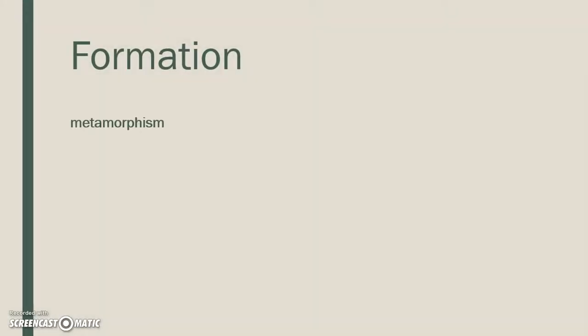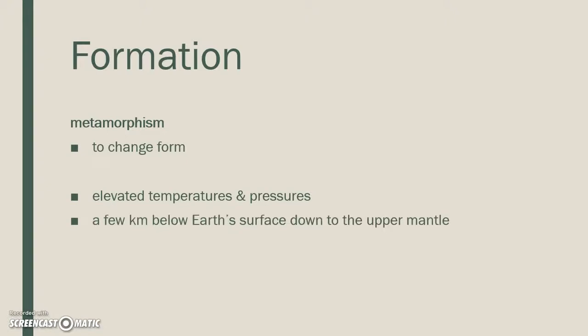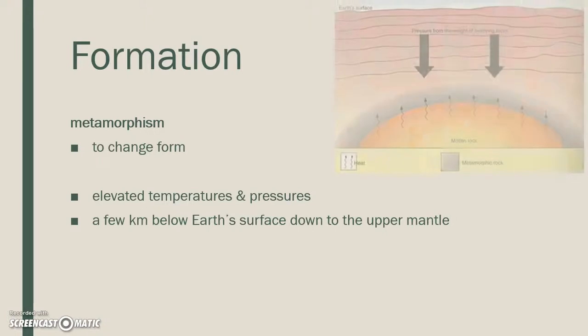So the formation of metamorphic rocks happens because metamorphism means to change form. You need elevated temperatures and elevated pressures in order for this change to take place. All of these changes, these temperatures and pressures, take place just a few kilometers below the Earth's surface, down into what we know as the uppermost mantle.